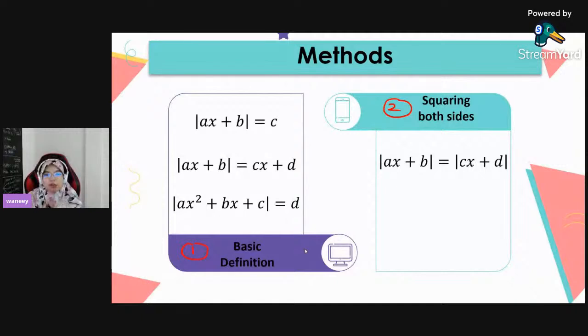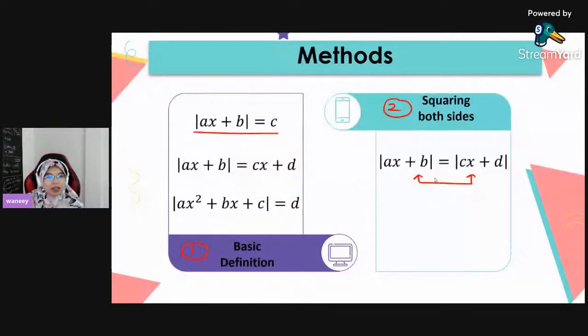Normally, I only use squaring both sides if I have a modulus on the left and right hand side. But actually, if there is a constant like this, it is also fine to use squaring both sides. Just to keep it simple for you to remember, because you have lots of things to remember, I keep it simple. It means if there are two moduli, then I use squaring both sides. Otherwise, everything else I use the basic definition. So that is the easiest thing that works for me. The basic definition I only use if I don't have a modulus on both the left and right hand side, and squaring both sides if I have a modulus on both sides.